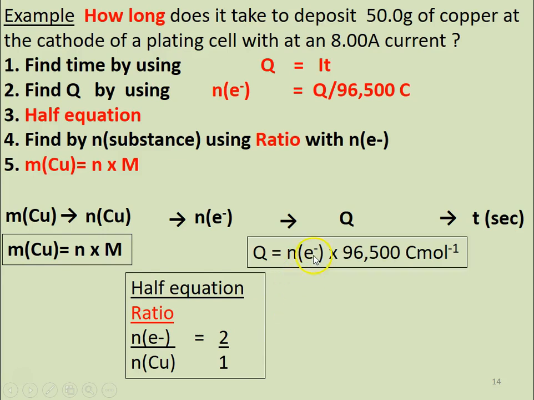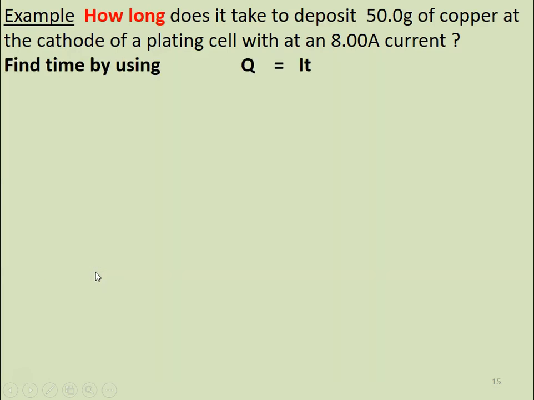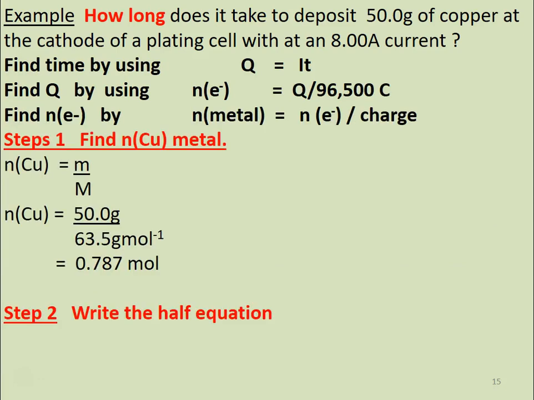Then once you know the number of moles of electrons, you rearrange that equation. Instead of dividing it by 96,500, you multiply it by 96,500 to get Q, and then you rearrange Q equals IT to find T. I should have rearranged this too. N equals mass over molar mass. Okay. Whoops. So first step, we want to find the number of moles of copper. So it's 0.787, and then we have to go from the number of moles of copper to the number of moles of electrons, so we know it's a 1 to 2 relationship.